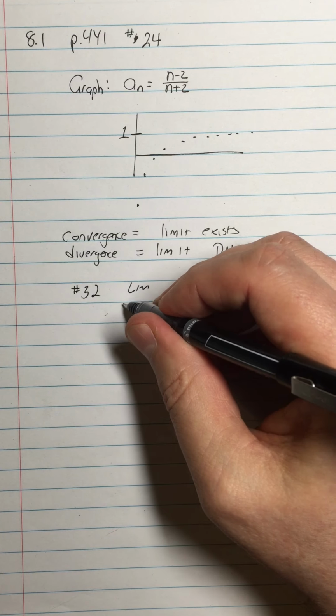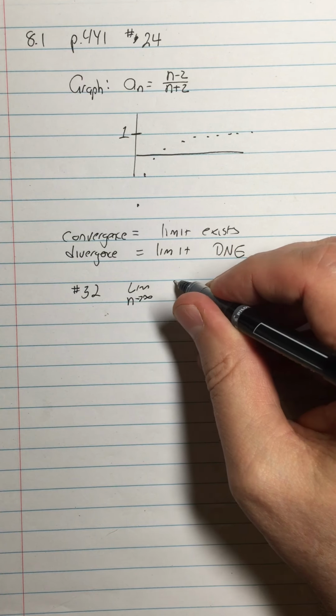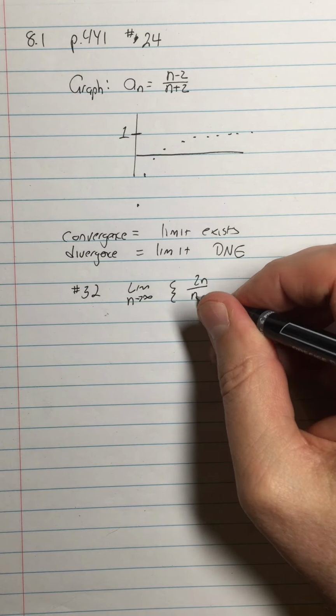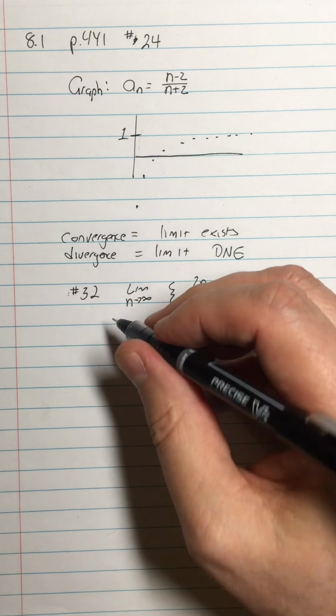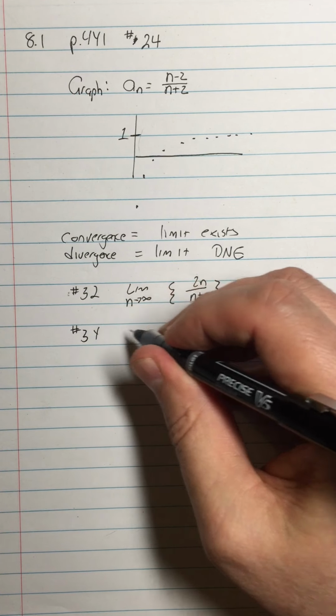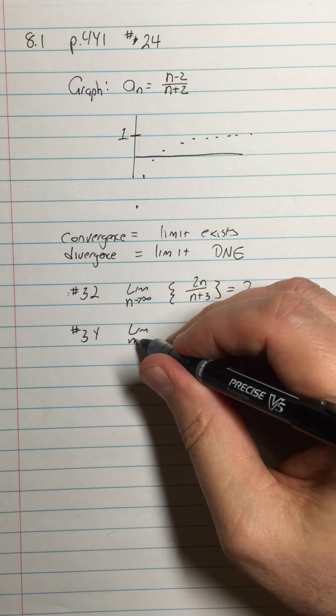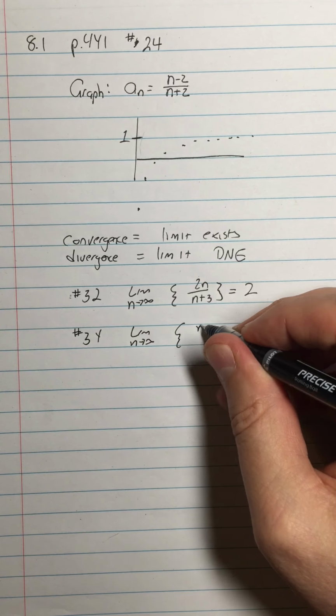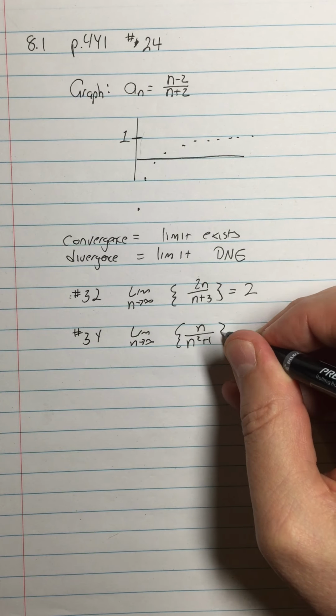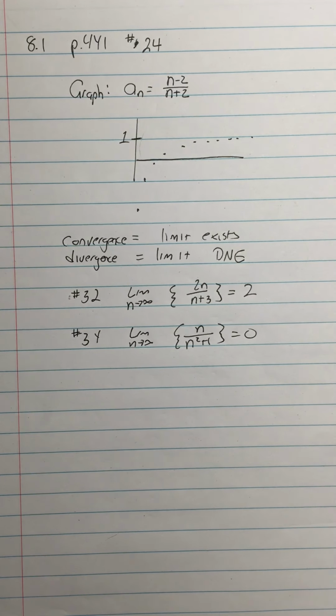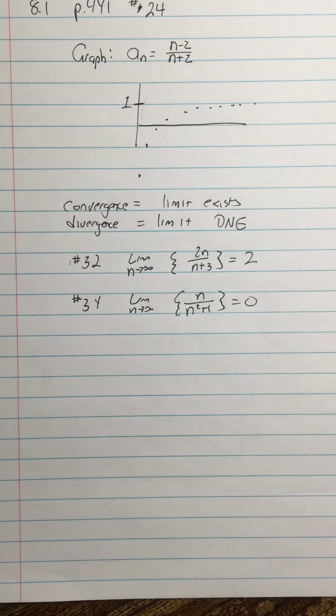Number 32, we want the limit as n approaches infinity of 2n over n plus 3. That's not how they said it. They said establish convergence or divergence. So they're really asking you, what is this limit? All right. Degrees are equal, so ratio of the coefficients, it's 2. That's all you have to say. Number 34, we have the limit as n approaches infinity of n over n squared plus 1. Degree of the denominator is larger, limit is 0. That's all you have to say.